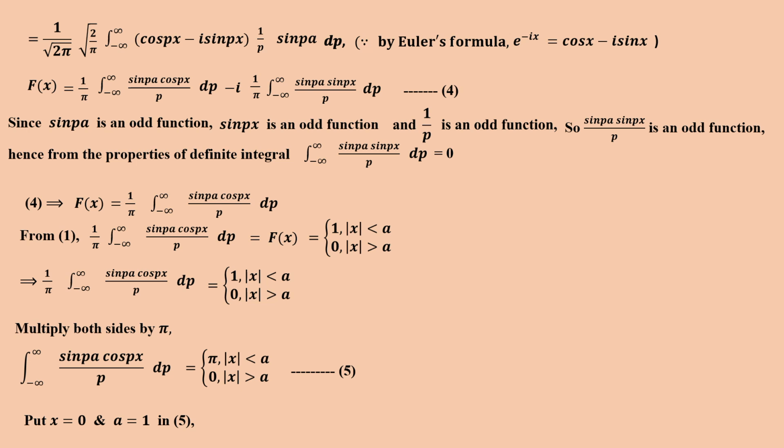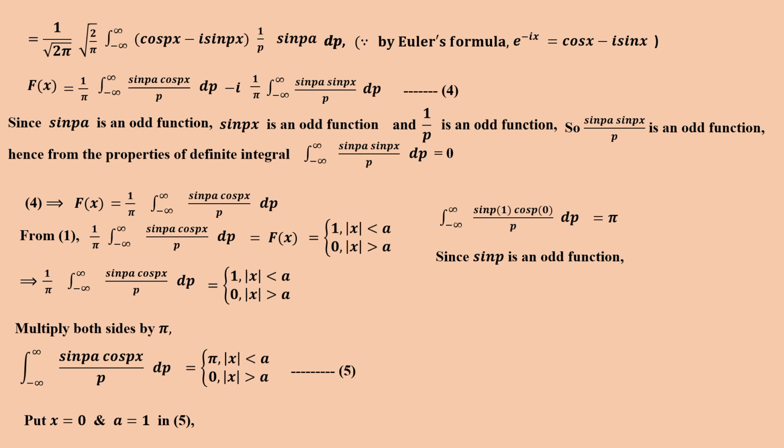Put x equal to 0 and a equal to 1 in 5. So you will get the integral from minus infinity to plus infinity of sin p into 1, cos p into 0, by p dp, which is equal to pi, right? Because a is 1 and x is 0, modulus x is always less than a, that is 0 is less than 1. So we are using the first one. So the value is pi, right? That is why we are taking pi.